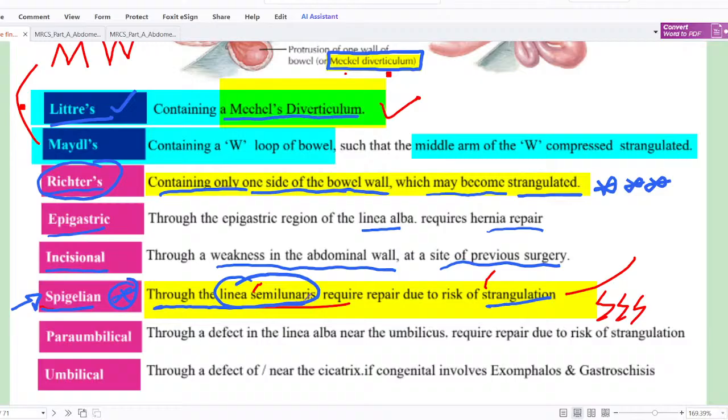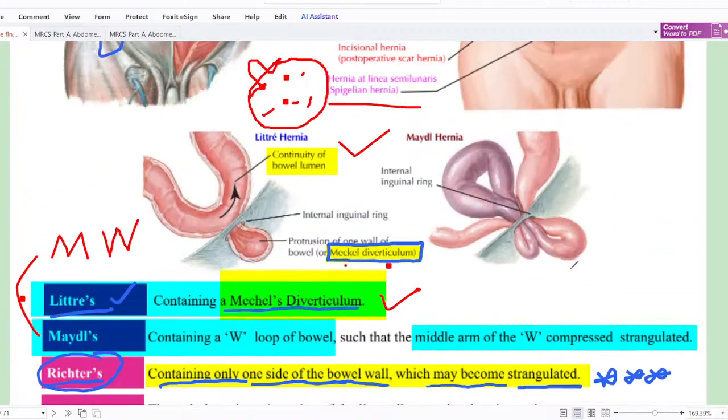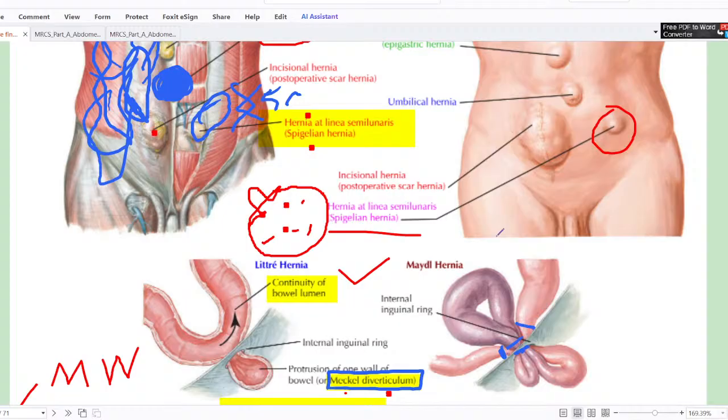And there is an urgent need to repair because of the risk of strangulation. If it is strangulated, then we have to cut the section, and we have to do end-to-end anastomosis if it is viable on both sides, or we have to make a stoma. We have to make a stoma here and another stoma here, and then it will be again two sets of surgery.